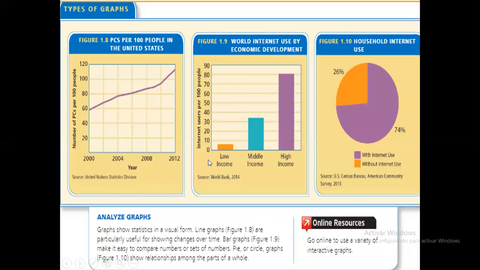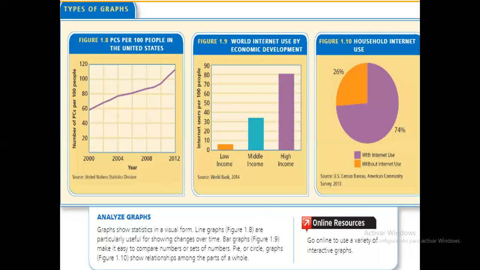And the last graphic, it's a circle. It says household internet use. Las familias que utilizan ¿qué? Internet. ¿De dónde sacó esta información? Where do we get that information? From United States Census. El censo, el buró de censo, es como acá la Contraloría, allá en Estados Unidos. The Census Bureau American Community Survey, ¿ok?